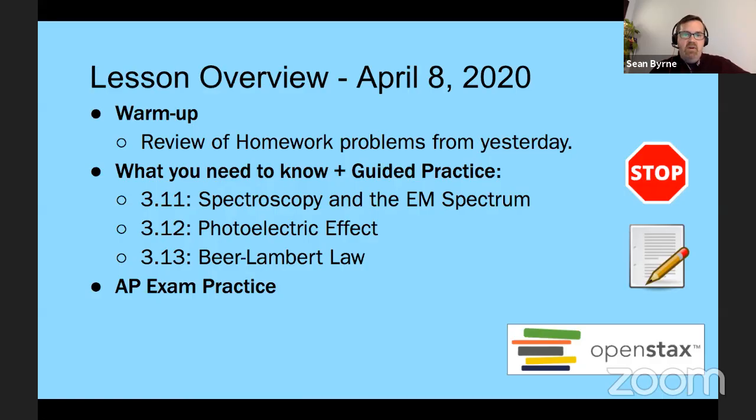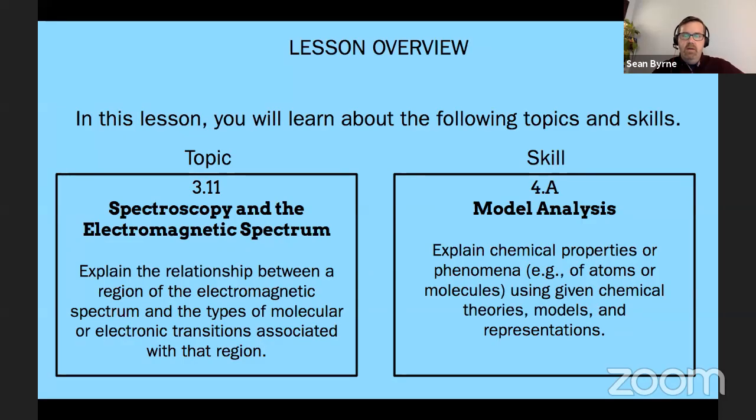But let's go into our discussion of our 3 topics and a couple of guided practice problems. We'll talk about the spectrum, talk about the photoelectric effect, and then what's sometimes referred to as Beer's Law or the Beer-Lambert Law. Both of them are the same. We're looking at some spectroscopy and the electromagnetic spectrum. We're explaining chemical properties here, okay? We're explaining phenomena. We go back to what we will have to do on the AP test. Given some theories, models, representations, we want to make sure that we understand what's happening in this phenomena as a way to explain what's happening in the model.